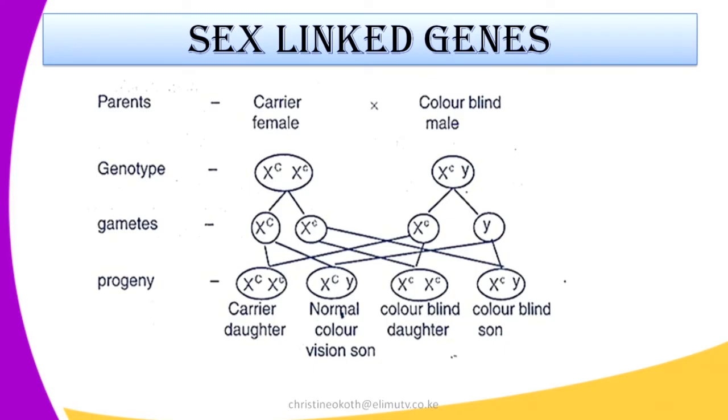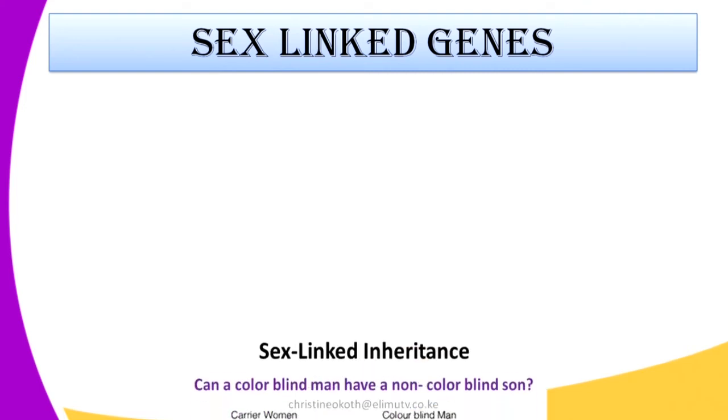So this is a cross between a carrier female and a colorblind man. If you do the crossover, the phenotype is a carrier female and a colorblind man. For the genotype, one of the chromosomes of the female is going to have a capital C and another a small c, denoting that she's a carrier. The male is going to have a small c on the X chromosome. So when you do the crossover, you'll have a carrier daughter, a normal color vision son, a colorblind daughter, and finally a colorblind son.